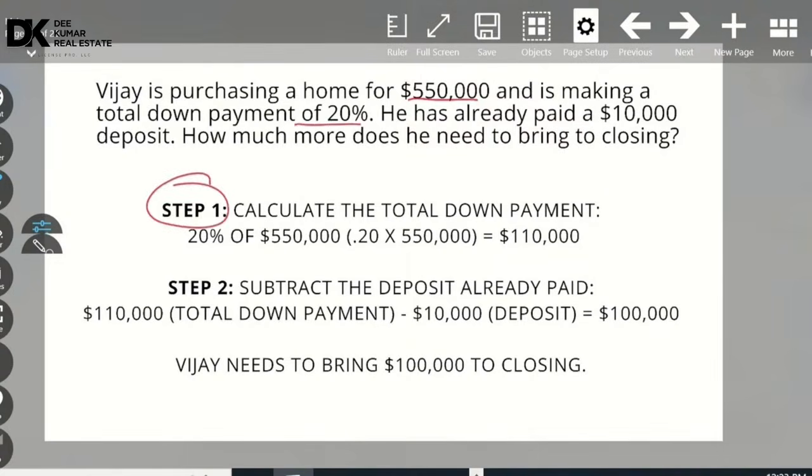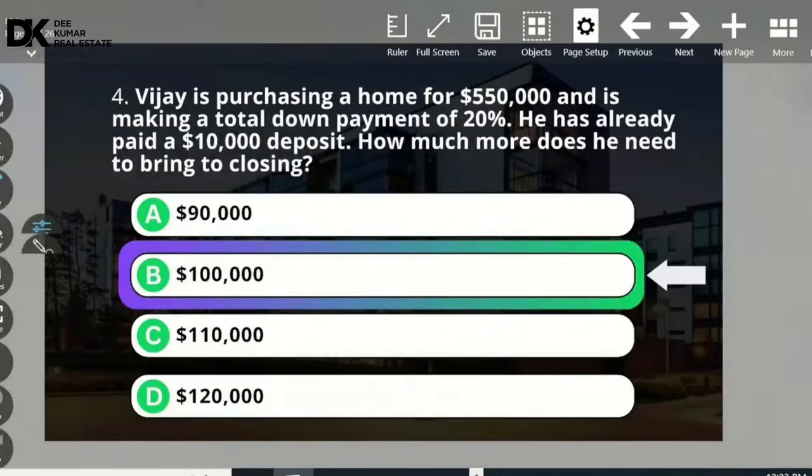Step number one is we calculate the total down payment. What's 20% of $550,000? 20% is 0.20 times the 550, which gives the total 20% down payment of $110,000. Now look what they do. Classic to these test folks is they're going to give you this answer. So here it is right there. It's $110,000. And so what people do is they get tripped up. They're like, oh man, I'm confused. Maybe that's the answer. They forgot that they already put down a $10,000 deposit. So whatever the answer is going to be, it's short $10,000.